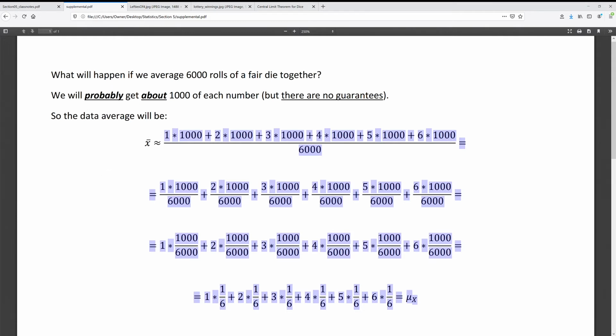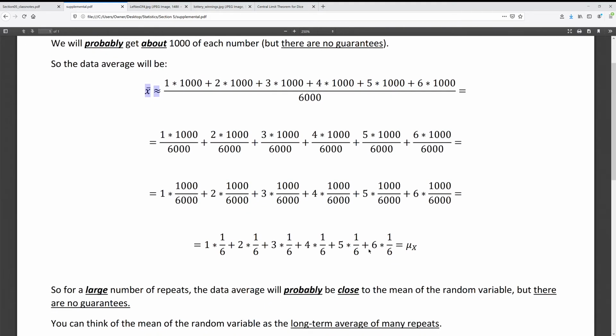So where do we arrive at? If we average together 6,000 rolls of a fair die, you might get literally anything between 1 and 6, but the data average will very, very probably be very, very close to 3.5. You see how this plays out? For a large number of repeats, the data average will probably be close to that theoretical mean of the random variable, but there are no guarantees.